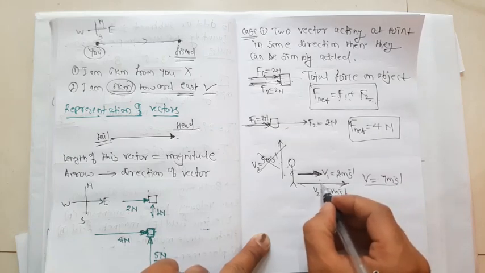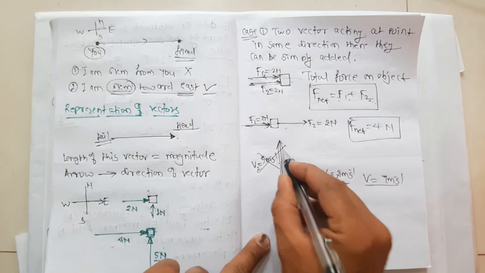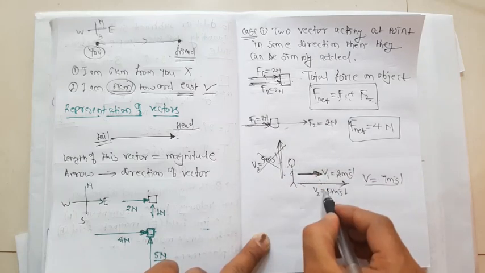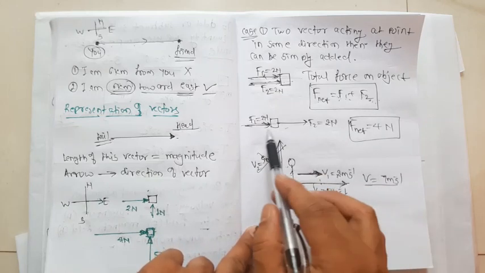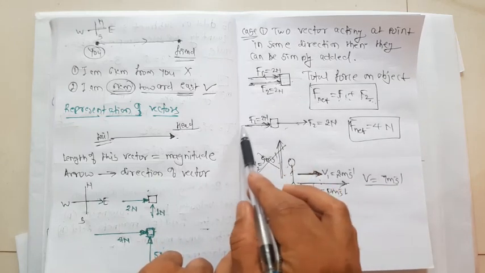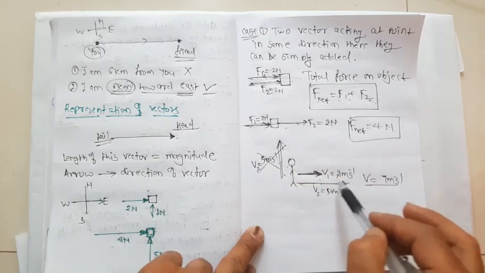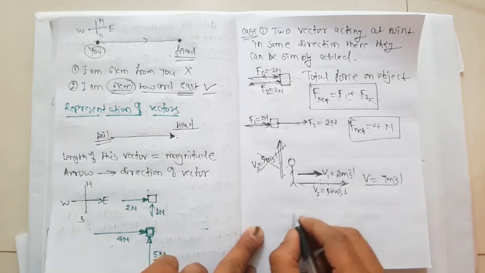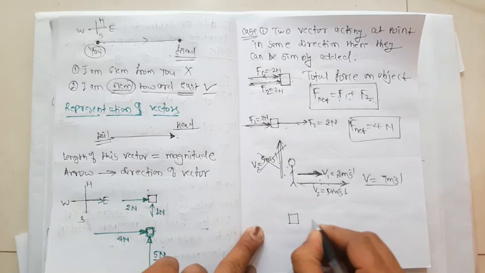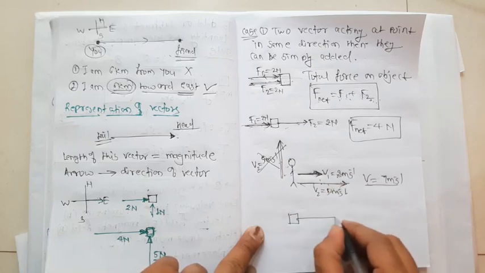But if this velocity will be acting in this direction, then 5 plus 2 is not 7 actually, that is a different case. So I am talking about when the vectors are acting along the same line, in the same direction, then they are simply added like simple algebra.